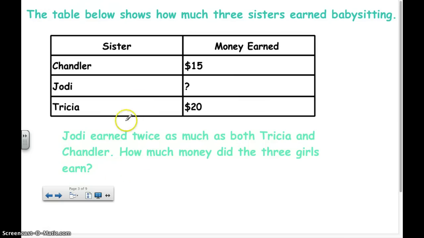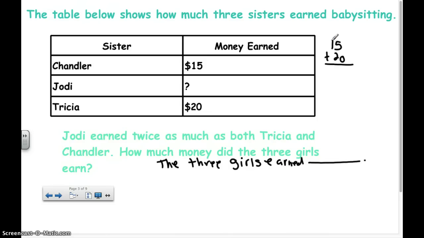So first, I have to figure out how much Jody earned. So I'm going to rewrite my question as a statement, and I'm going to say the three girls earned blank, period. So Jody earned twice as much as both Trisha and Chandler. So first I have to figure out how much Trisha and Chandler earned. So that's 35, and then twice that. So that's going to be 70. So now I know how much Jody earned.